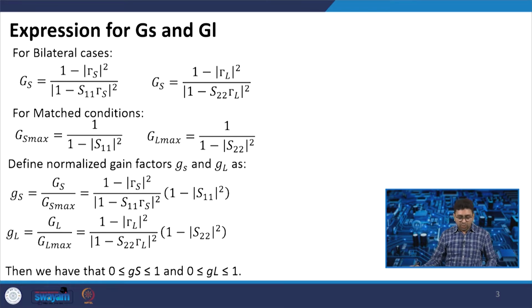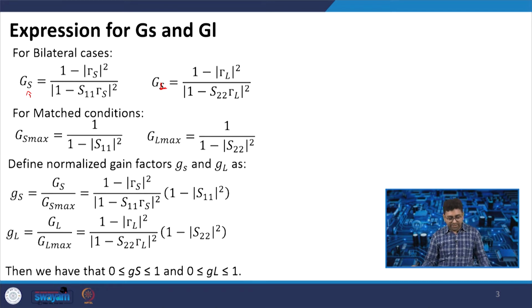That is called the expression for GS and GL. GS is the gain at the source side, GL is the gain at the load side. If you have a unilateral case or bilateral case, you can write GS from the equation of GT. We can write GS as (1 minus |gamma S| squared) by |1 minus S11 gamma S| squared, and GL is equal to (1 minus |gamma L| squared) divided by |1 minus S22 gamma L| squared.